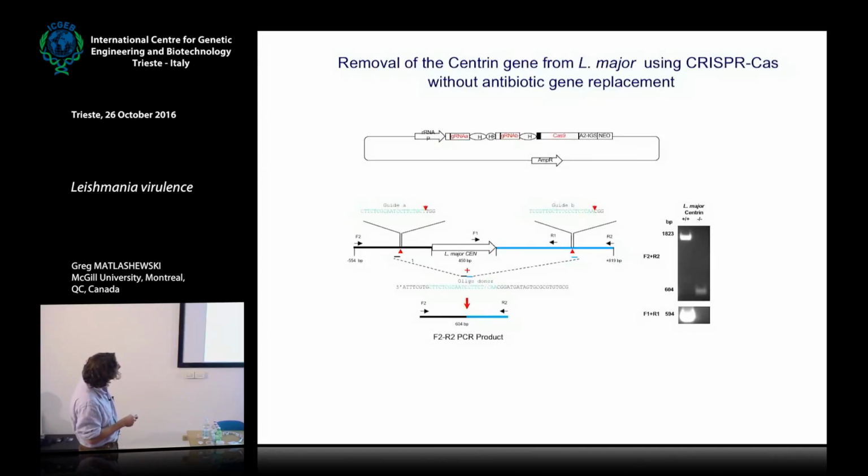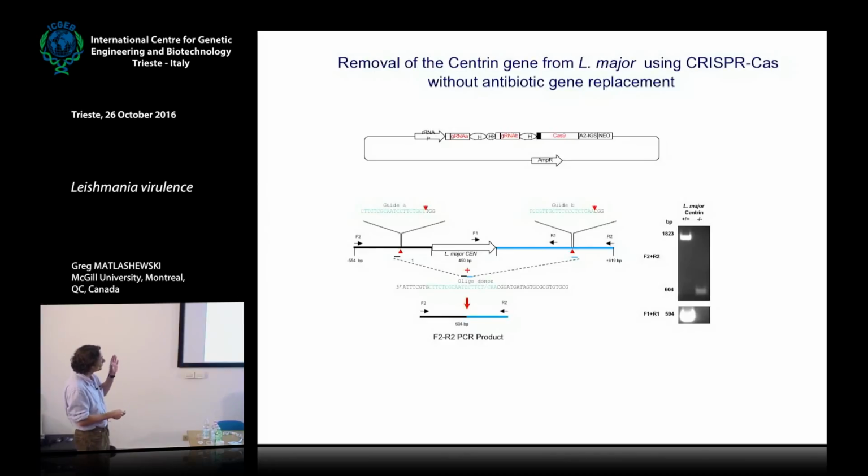In fact, this vector expresses two guide RNAs, one to the 5' end of centrin, one to the 3' end of centrin, and a Cas. So this is just one vector now expressing two guide RNAs, and they're separated. We have the hammerhead ribozyme here and a different ribozyme here from the hepatitis virus. So from this one you could express two guide RNAs and a Cas. We put that into the Leishmania cells, and one guide RNA cuts here, the other guide RNA cuts here.